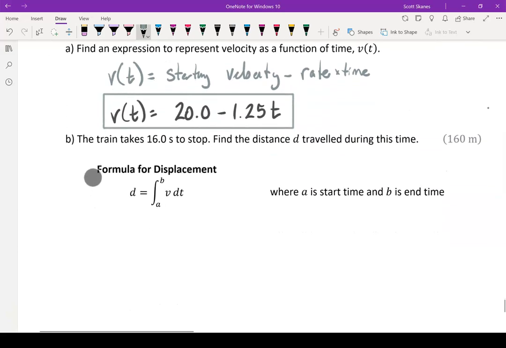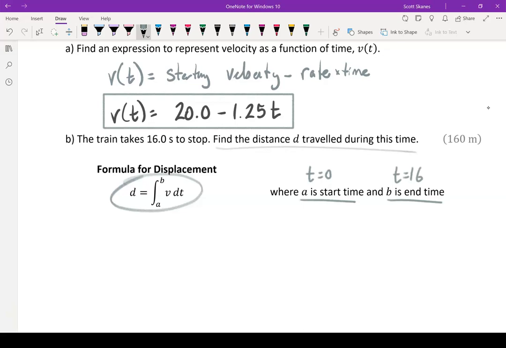Part B says the train takes 16 seconds to stop. Find the distance d traveled during this time, and it gives you the formula. It says that the displacement is the integral of the velocity equation with respect to time. A is the start time, B is the end time. The start time, if you start a stopwatch, it's t equals 0. And B, the end time, is going to be t equals 16.